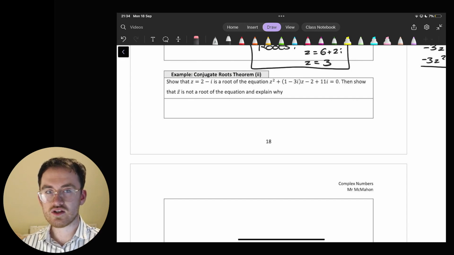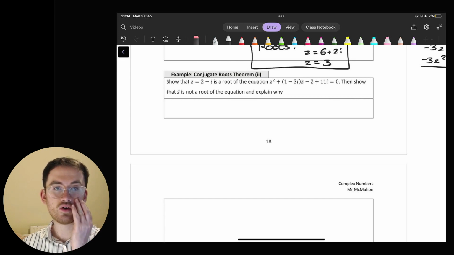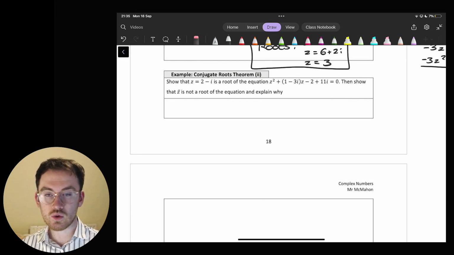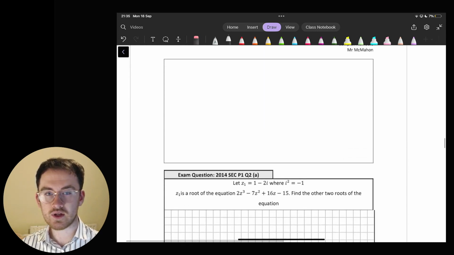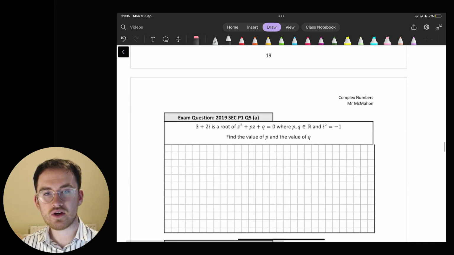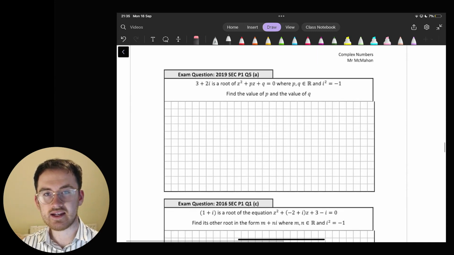Well, just considering the coefficients that we have, we can see straight away that the conjugate would not be a root because we do not have real coefficients. If we wanted to show that it wasn't a root, we would substitute in and show that we don't get a value of 0. But the explanation as to why is because we do not have real coefficients for that polynomial. So we're going to pick one or maybe two of these exam questions to have a look at.